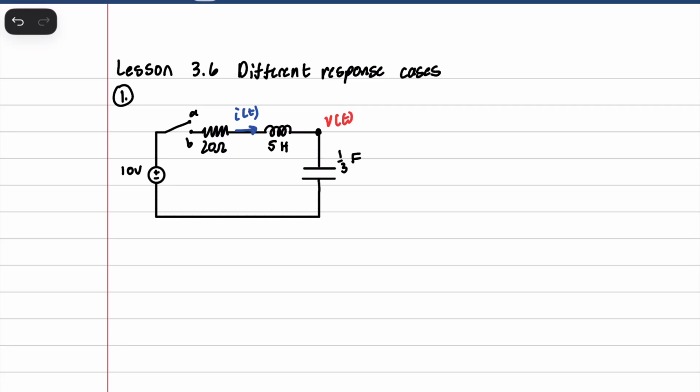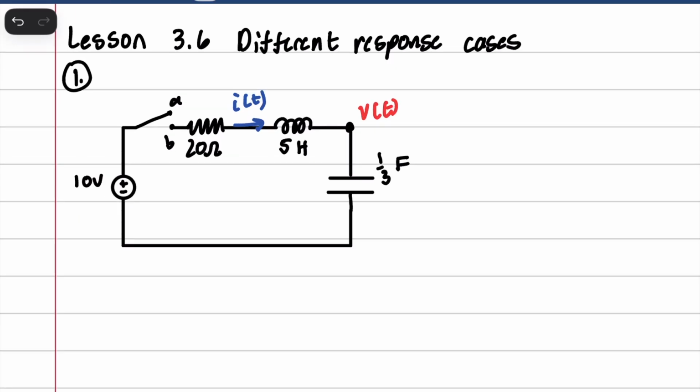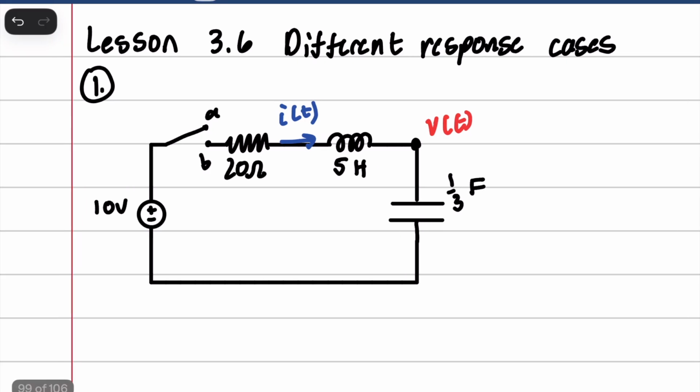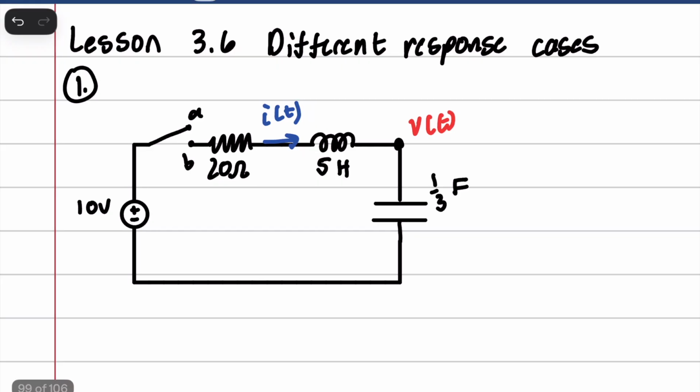Hey everybody, today we will be solving some second order differential equations with circuits, all LRC circuits, one inductor, one capacitor, and one resistor in various configurations. And we're going to analyze the different response cases that we talked about in last video. So that is the underdamped, overdamped, and critically damped cases. So I've made these problems specifically so that we can see all of them. And let's get right into it.